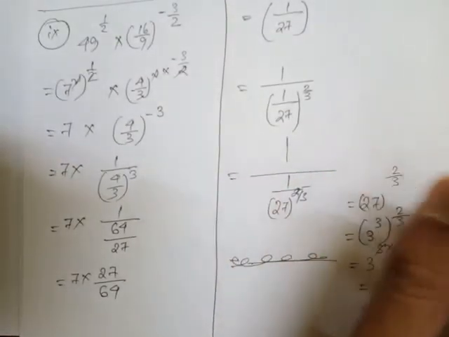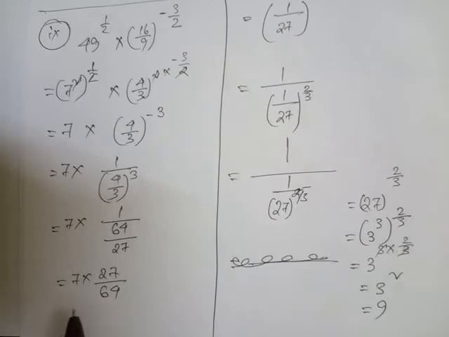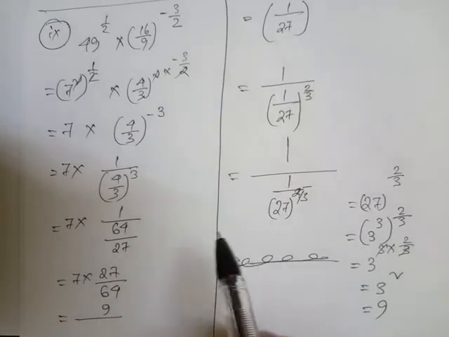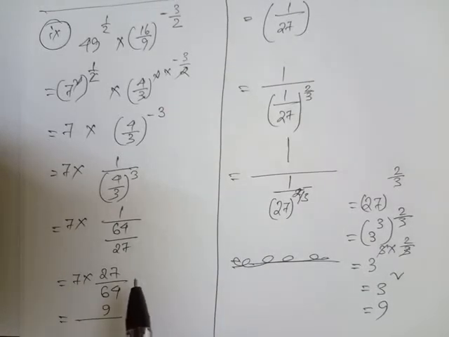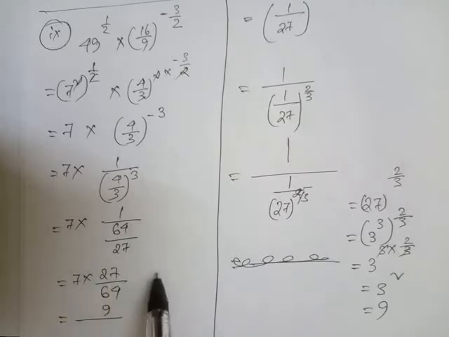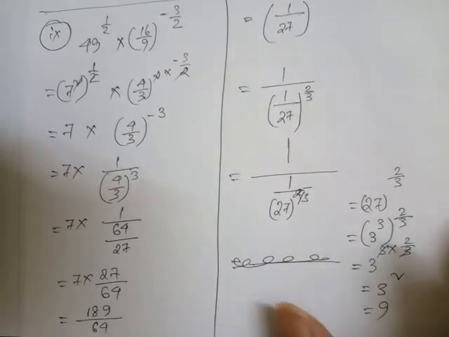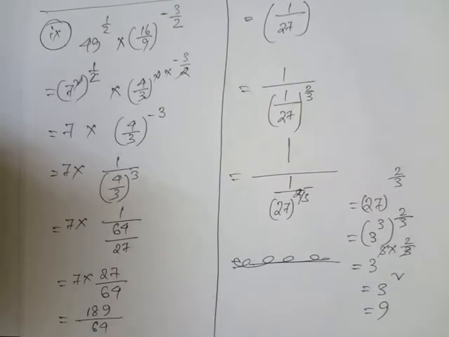So if I go for the multiplication, 7 into 27: 7 sevens are 49, carry 4, 7 twos are 14, 14 plus 4 is 18, so 189 by 64. This is the answer of the question of Roman 9.